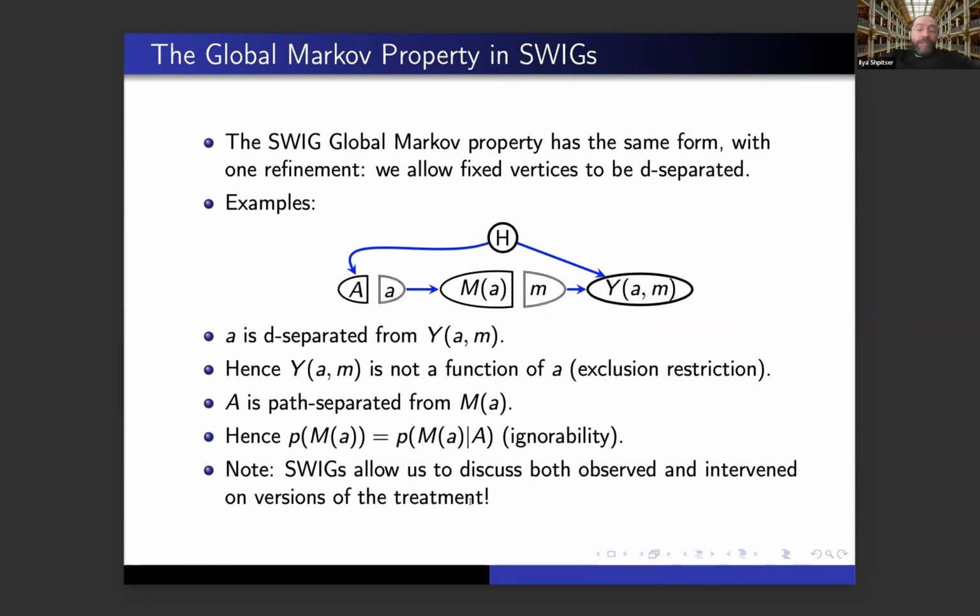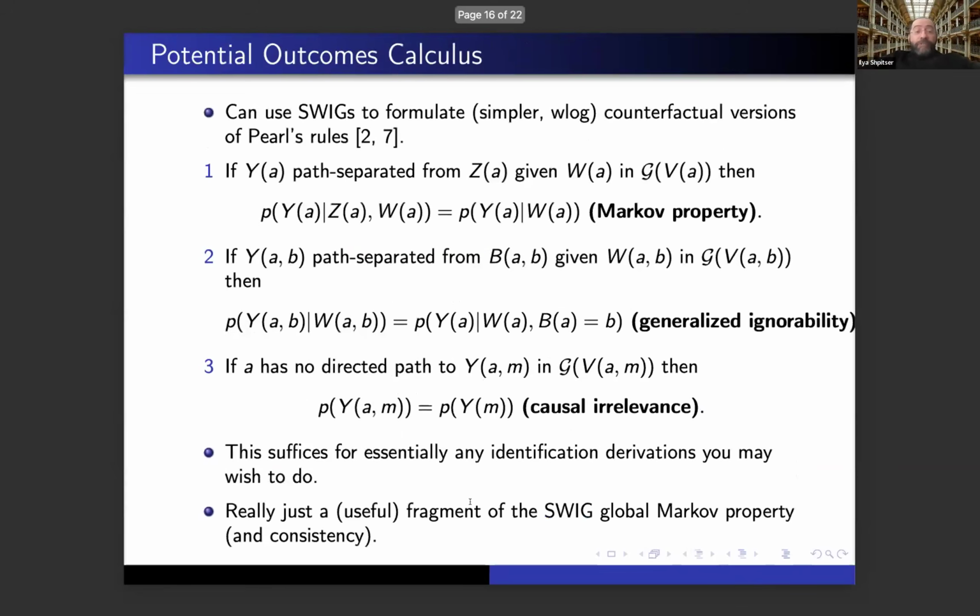So for example, the counterfactual Y(a, m) is independent of the fixed A. It's kind of like an exclusion restriction, if you like. And you can see that because there is no path connecting these two vertices. The important thing about SWIGs is they allow us to discuss the observed and intervened versions of the treatment simultaneously, and they allow us to discuss things like ignorability and other kinds of causal assumptions that people use that look like Markov restrictions. And you can use SWIGs to reformulate the do calculus in terms of potential outcomes.